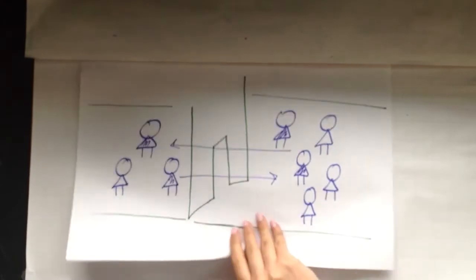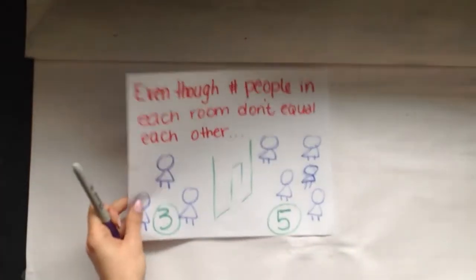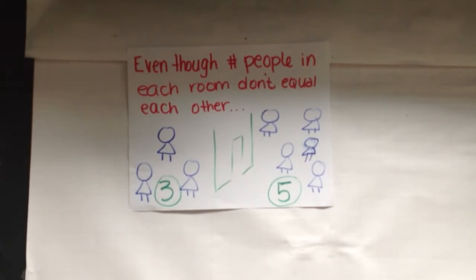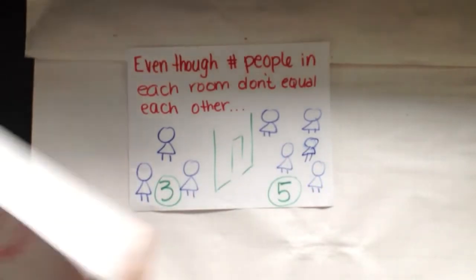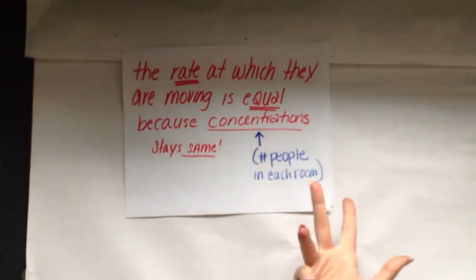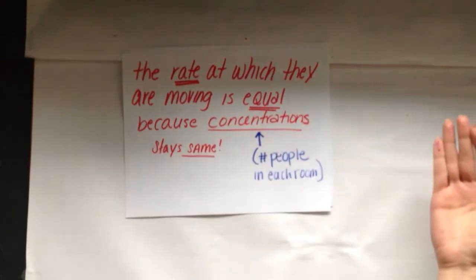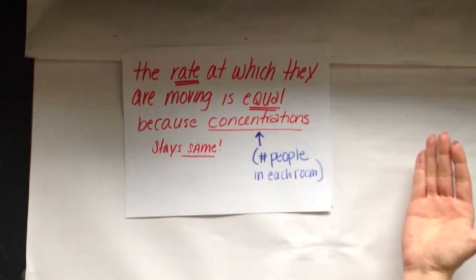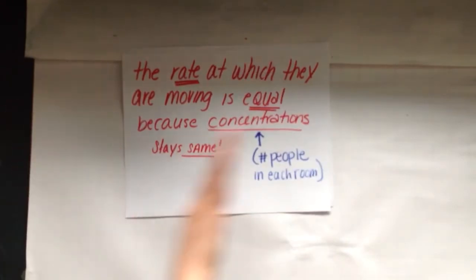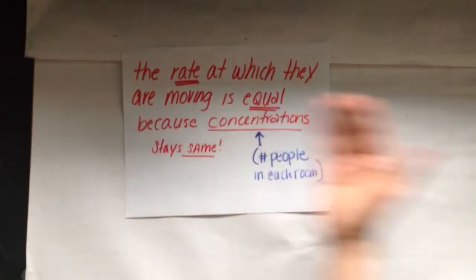So again, just to summarize that analogy, even though the number of people in each room don't equal each other out, the rate at which they're moving is constant, and it equals out because those concentrations stay the same. The number of people in each room stay the same. Okay? This is what equilibrium is. It's no more changes in concentration because what's happening in the forward direction is equaling what's happening in the reverse. These people move forward, these people move reverse, and it's happening at a constant rate.